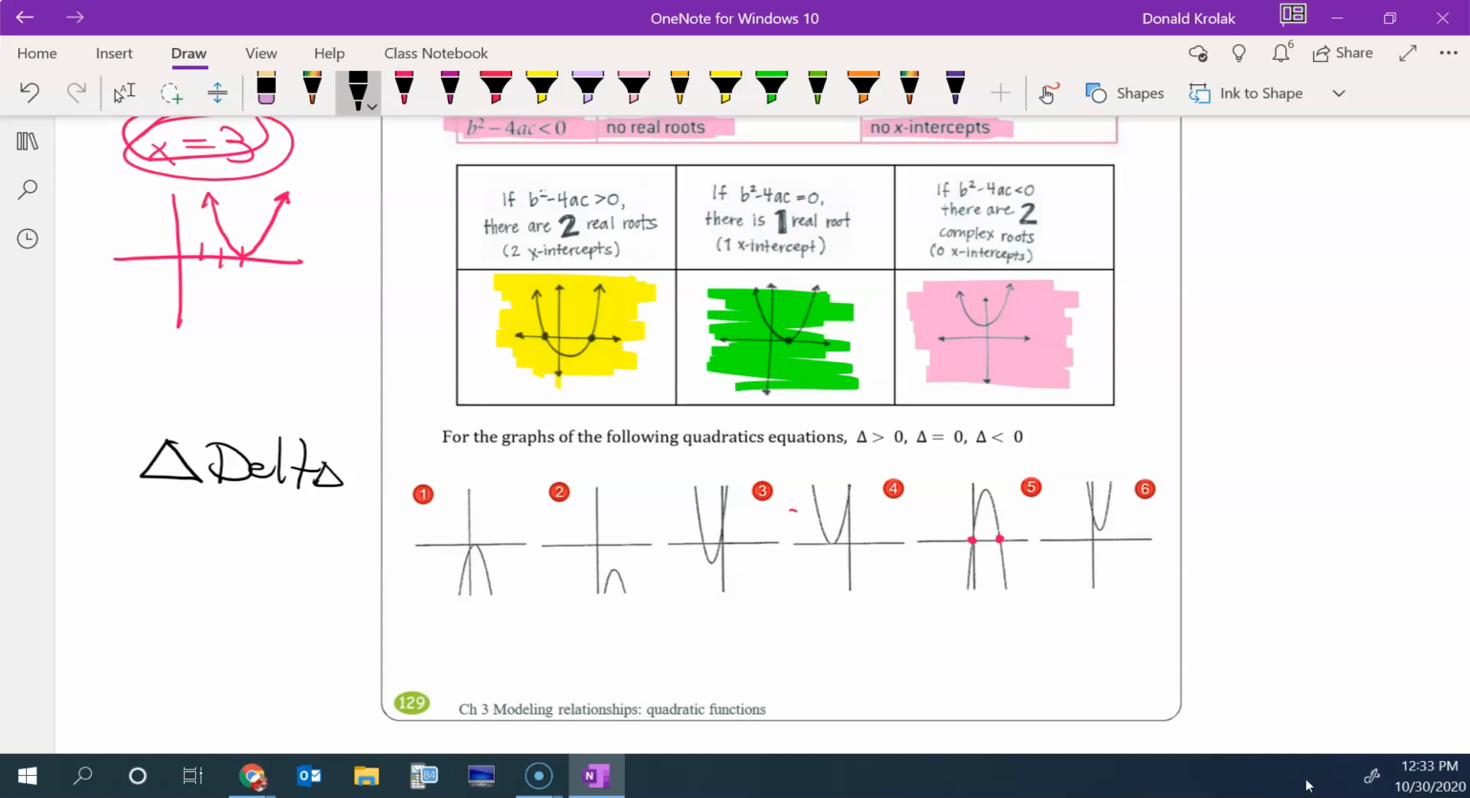See ya. All right. So for this one, delta, the discriminant equals 0. Okay, how about the next one? Less than 0. Pretty straightforward.